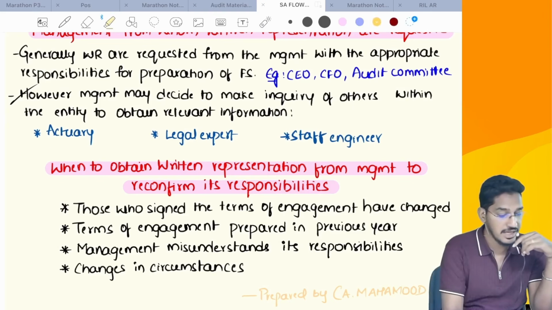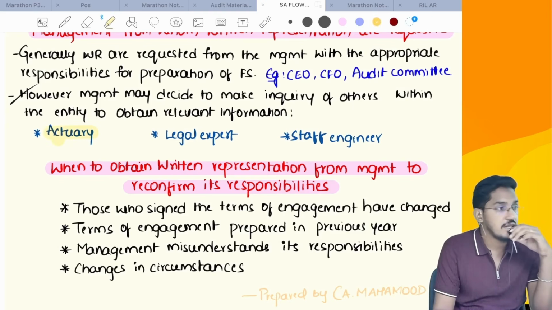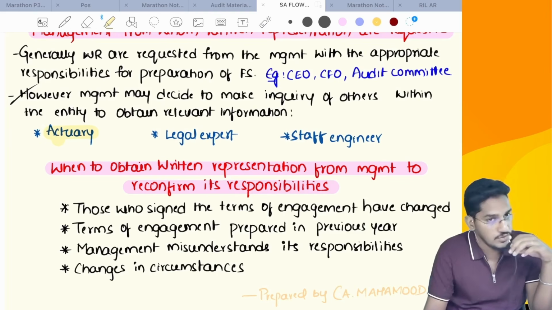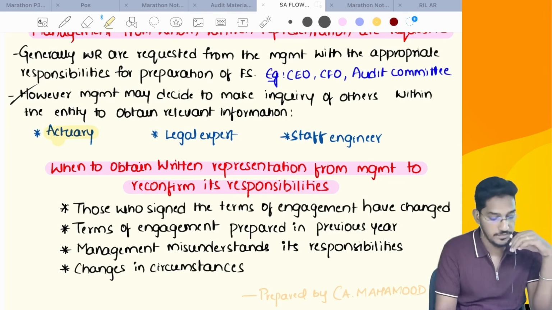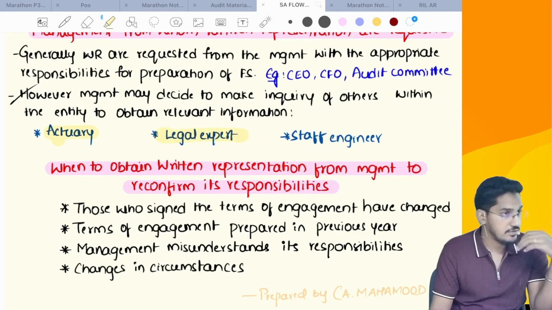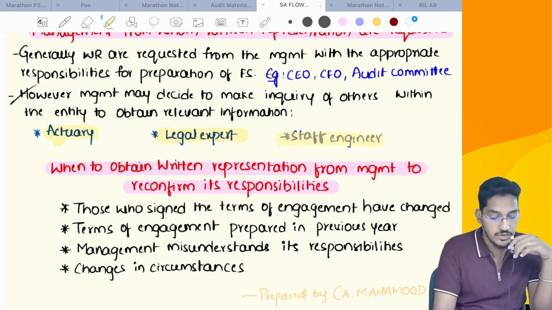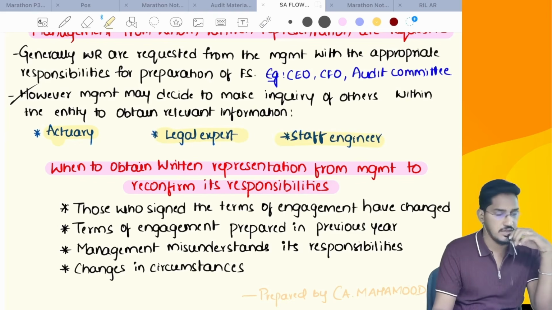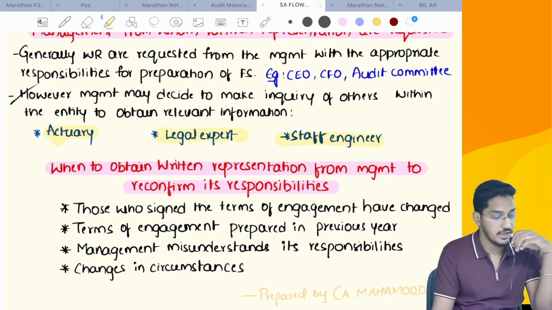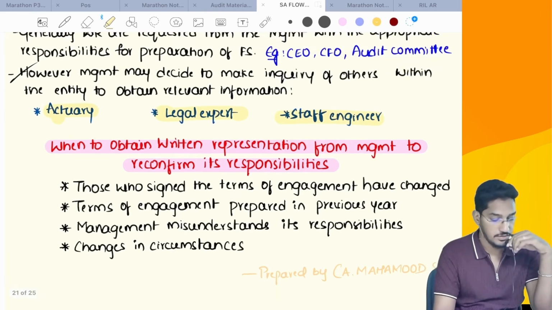They have given examples like actuary. You are asking for a written representation regarding a provision, but management did not create it. The actuary has created it. Then what should management do? Go to the actuary, get the information, and then provide written representation to the auditor. Similarly, legal expert, as I've told, for litigations and claims, and also staff engineer. When I'm asking something relating to the plant and machinery or some assets, then also they can go to the concerned staff engineer, get the information, and then provide written representation to the auditor.